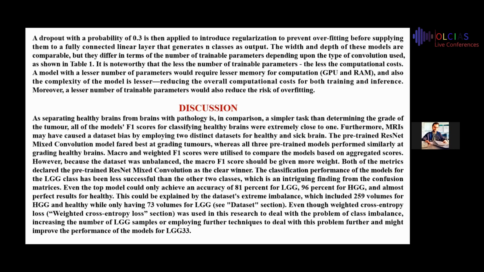So the width and depth of these models are comparable, but they differ in terms of the number of trainable parameters depending upon the type of convolution used. It is noteworthy that the fewer the trainable parameters, the lower the computational cost. A model with fewer parameters would require less memory for computation, GPU and RAM, and the complexity of the model is lower, reducing the overall computational cost for both training and inference. Moreover, fewer trainable parameters would also reduce the risk of overfitting.